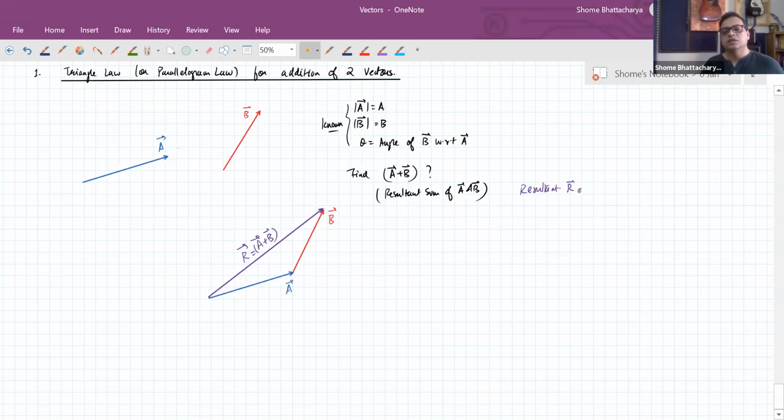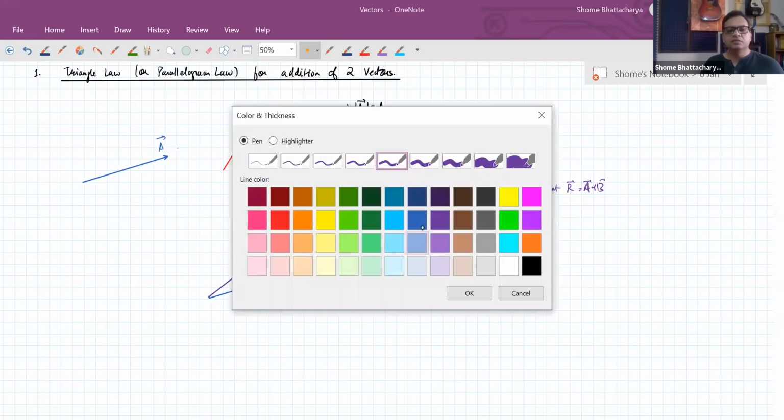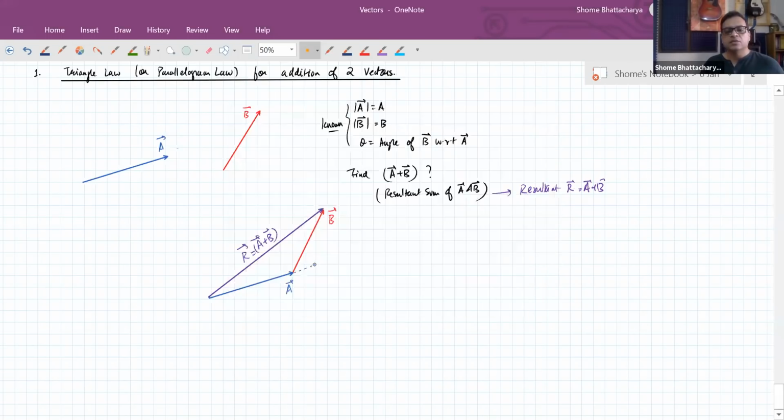The resultant of A and B, we can represent by the symbol R. Now in this diagram, the angle between the vectors A and B is nothing but this angle. It is the exterior angle of this triangle. Now, as I said, I will not be getting into the derivations in this session because it's a revision session.